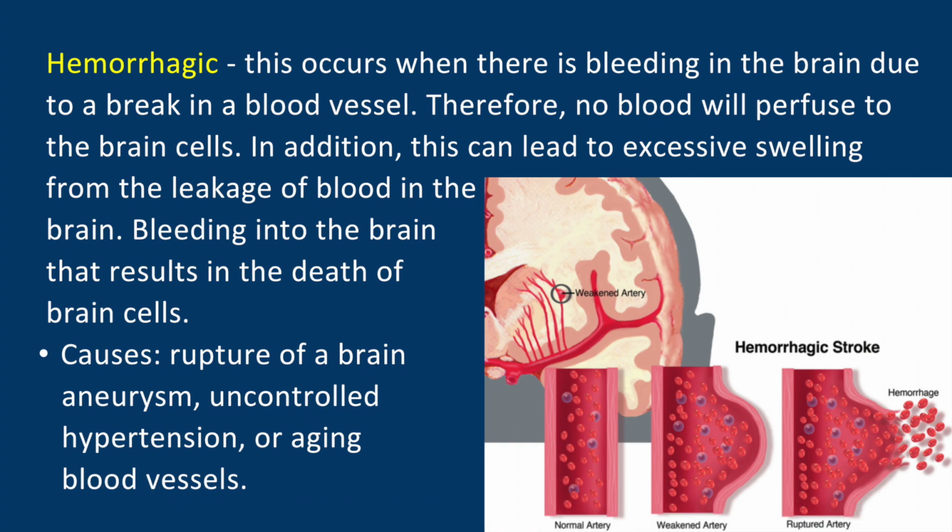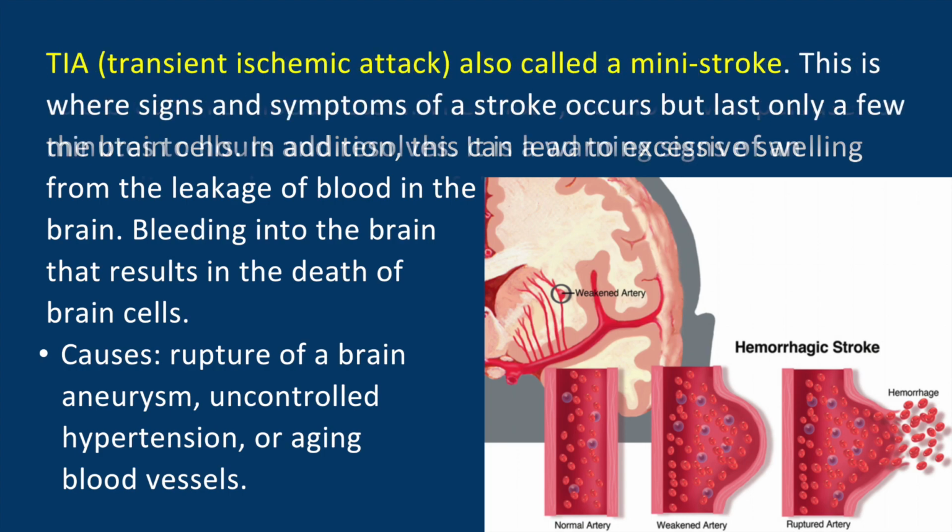Next is hemorrhagic stroke. Hemorrhagic stroke occurs when there is bleeding in the brain due to a break in a blood vessel. Therefore, no blood will perfuse to the brain cells. In addition, this can lead to excessive swelling from the leakage of blood in the brain, and bleeding into the brain results in the death of brain cells. Causes of this type of stroke include rupture of a brain aneurysm, uncontrolled hypertension, or aging blood vessels.